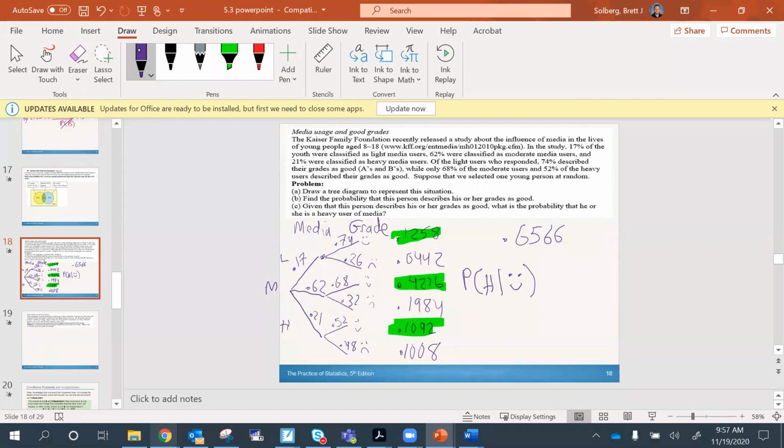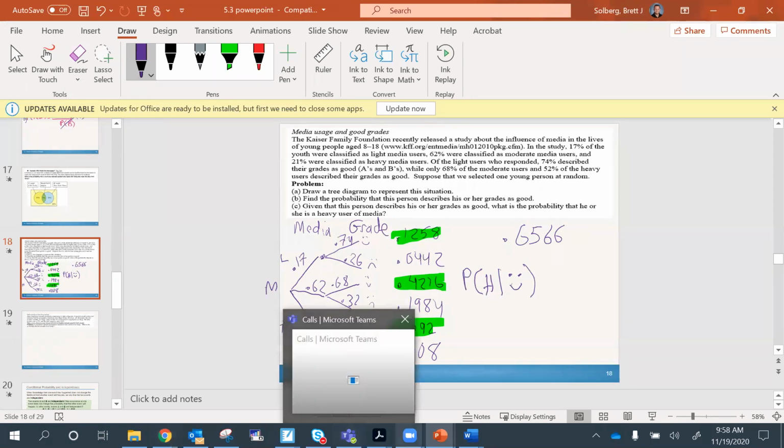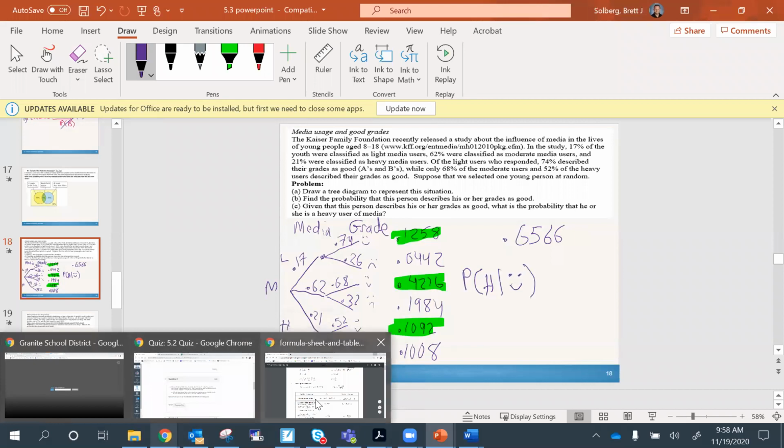So for example, we go up to someone, we randomly choose someone, they say, well, I got good grades. Well, what's the probability that then they're going to be in our heavy media usage, right? Let's read that and make sure we're all on the same page. Given that this person describes his or her grades as good, what is the probability that he or she is a heavy media user? Okay, we'll look back at our formula sheet.